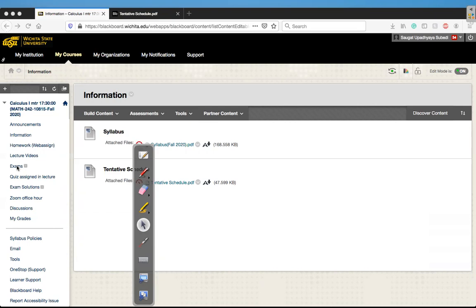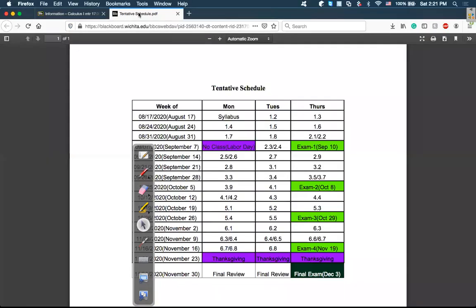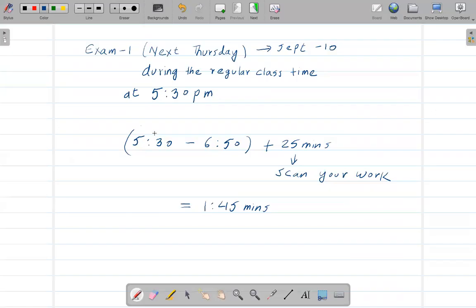Once you pass that 1 hour 45 minutes, if you start at 5:30, the due time will be 7:15. If you don't submit your exam by 7:15 p.m., you won't be able to submit your work. To be on the safe side, you can email me your work before this time. Even if you email your work after this time, I am not going to accept it. Just be clear on that.